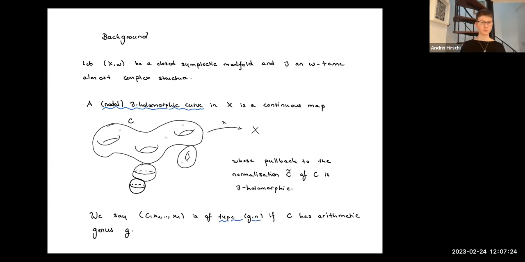Okay. Now, let me set up notation. So throughout this talk, X will be a closed symplectic manifold, and J will be an omega-tame almost complex structure on X, which we now fix as well.